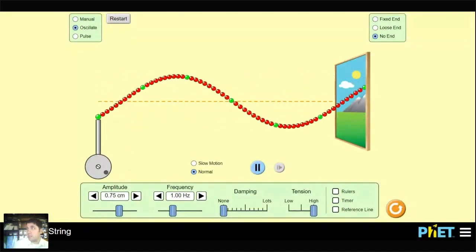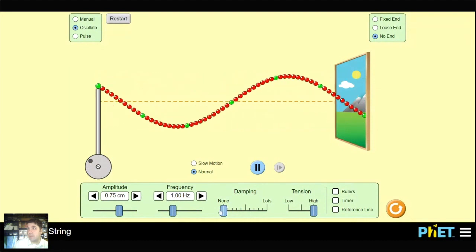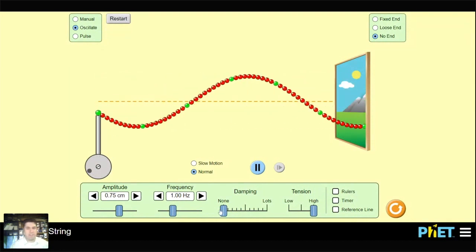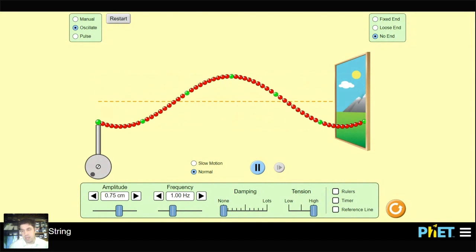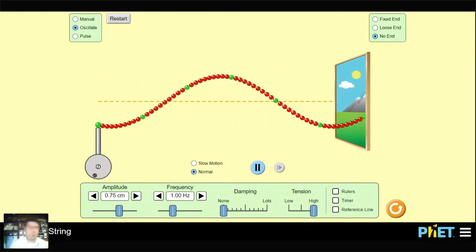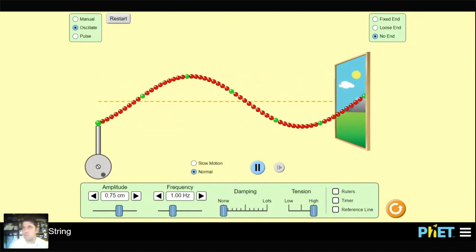Okay? Now in this case, we've got damping turned off. Damping is basically friction for a wave. We don't have to deal with that in AP1 because we're assuming that we have ideal situations and we'll not have to worry about that.